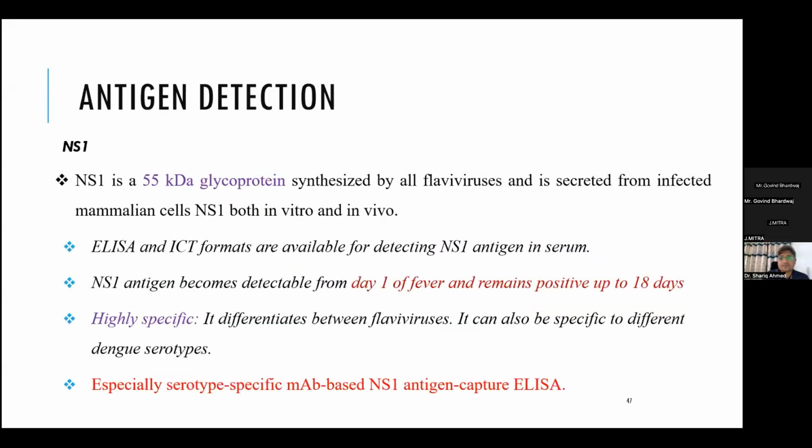Now, next comes the most important test that is utilized nowadays for the detection of dengue. This is the NS1 antigen. It is detectable in the serum 1 day after the fever, and it is positive up to 18 days. It is a 55 kilodalton glycoprotein, which is synthesized by all flaviviruses, but we can get specificity by using specific monoclonal antibodies. With NS1 capture ELISA, we can detect the serotypes also.